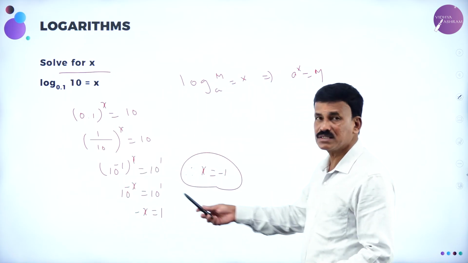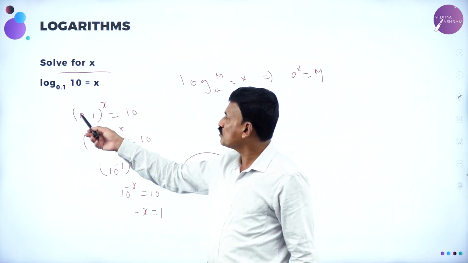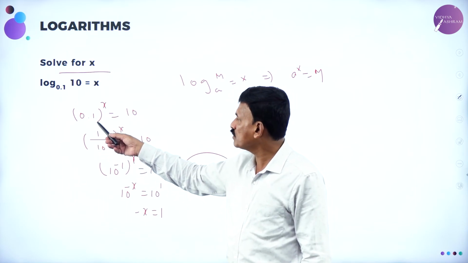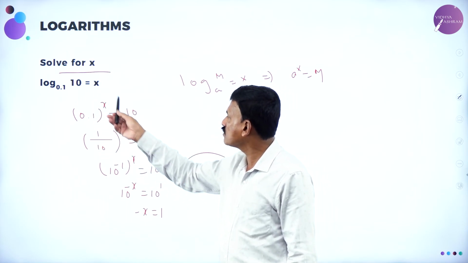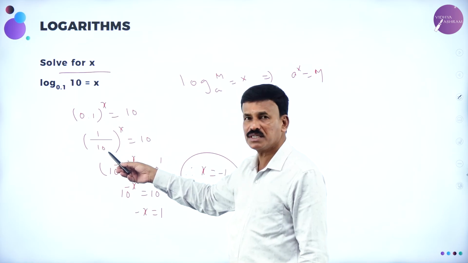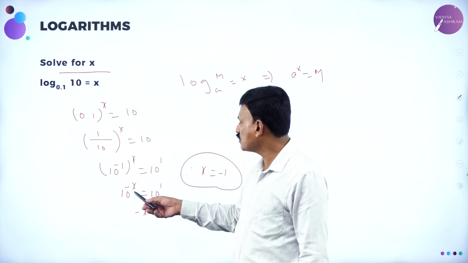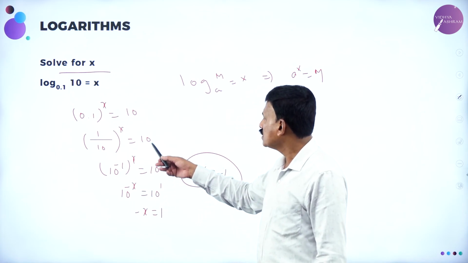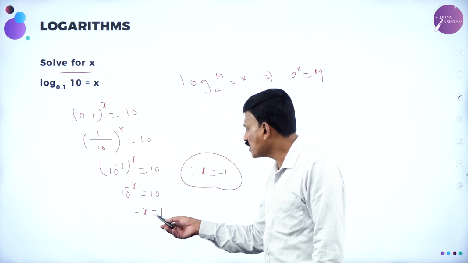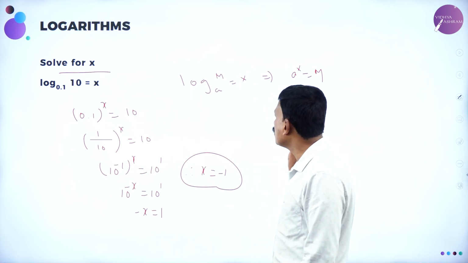Now see, very simple. If you convert this to the exponential form, 0.1 power x is equal to 10. 0.1 is nothing but 1 by 10. 1 by 10 can be written as 10 to the power of minus 1 power x, which is 10 to the power of minus x, is equal to 10 power 1. Bases are same, therefore minus x is equal to 1, means x is equal to minus 1.